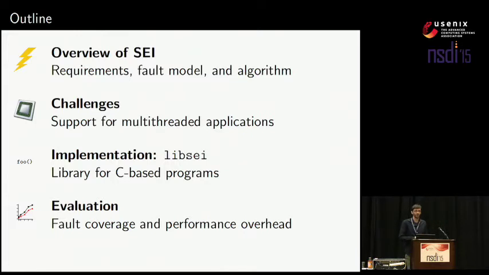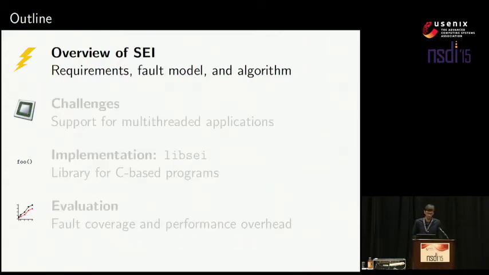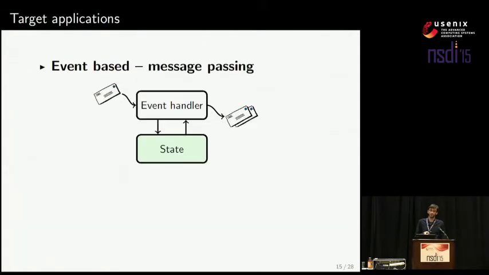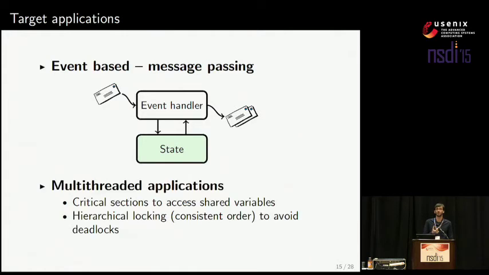Okay, so let's start with our requirements, the fault model and the algorithm. The only real requirement we have on applications to use SEI is that they are event-based message passing. This means that they receive messages, there is an event handling phase occurring which changes some state, and then messages are produced. This is what an event handler does. And if you have multi-threaded applications, we also require all shared variables to be protected and accessed only in critical sections. These critical sections are protected by locks, and we assume that these locks are acquired in a consistent order to avoid deadlocks.